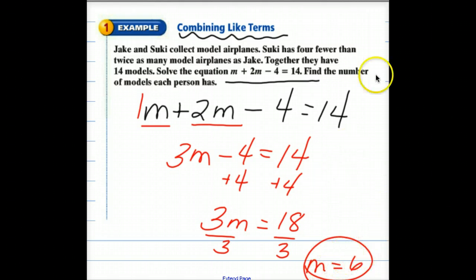Then when we put this back into the equation, let's see. Jake and Suki collect model airplanes. Suki has 4 fewer than twice as many model airplanes as Jake. Together they have 14 models. Solve the equation. So you would just put 6 back in to find out how many Jake and Suki have once you know your value for m.